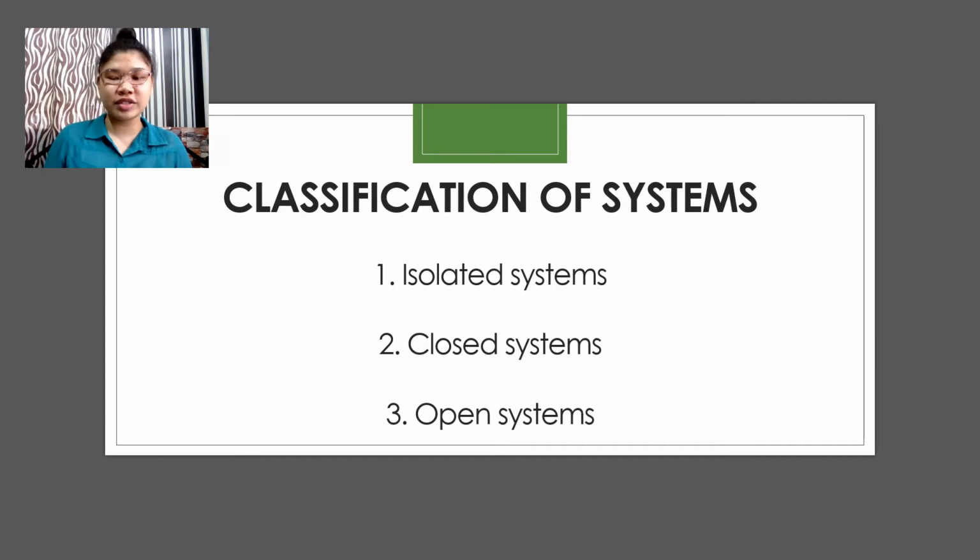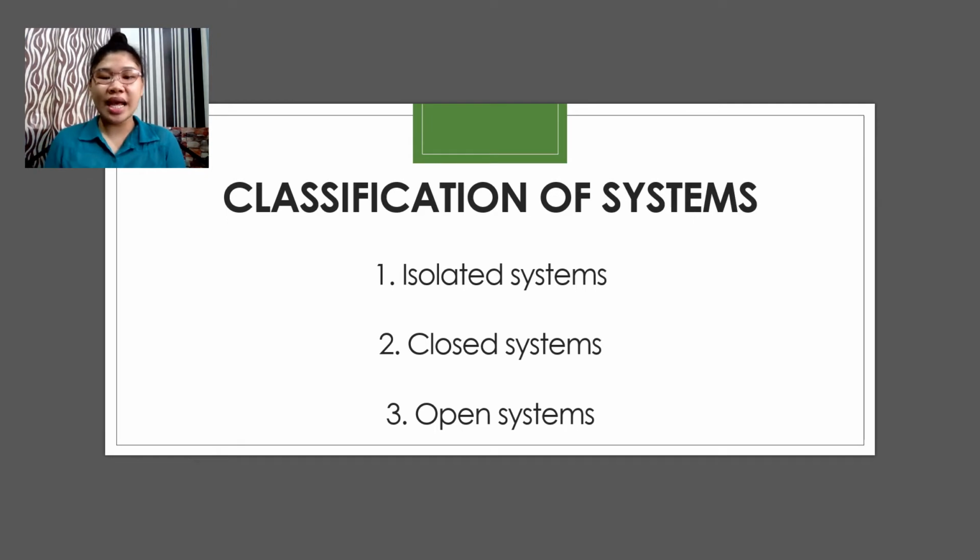And then we have second, the closed system. In this system, only energy can pass the boundary of the system in the form of work and heat. So in this system, energy can pass, but it can be only work and heat. Again, for a closed system, only energy can pass the boundary of the system in the form of work and heat.